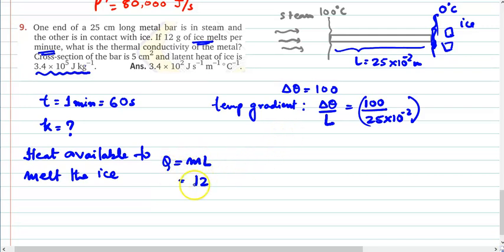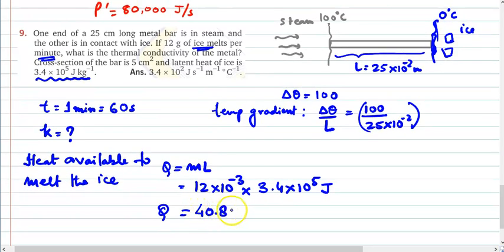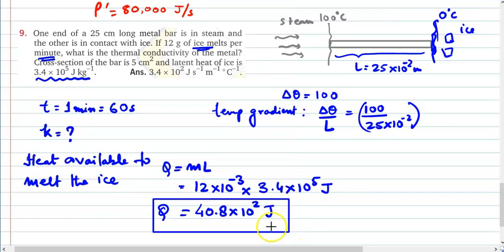Here mass is in 12 grams. So how many kgs? 12 into 10 to the power of minus 3 kgs. What is the latent heat given? 3.4 into 10 to the power of 5 joule per kg. So how much heat is required to melt the ice? Can you do the mathematics for me? 40.8 into 10 to the power of 2 joules. So this much amount of heat is required in order to melt 12 gram of ice.